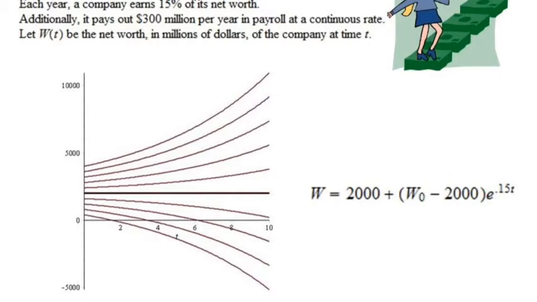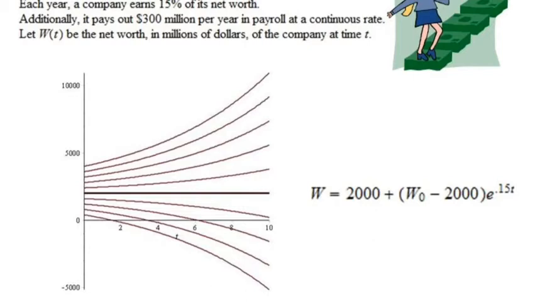But notice that under this model, if W0 is greater than 2000, okay, so the y-axis, or technically the w-axis, intercept is above that line, that black line, the equilibrium solution, your wealth just increases exponentially, quite literally actually, and so it just snowballs and you make a lot of money.